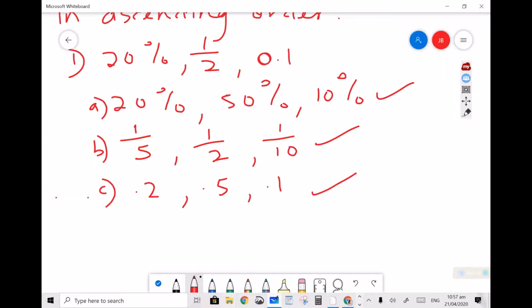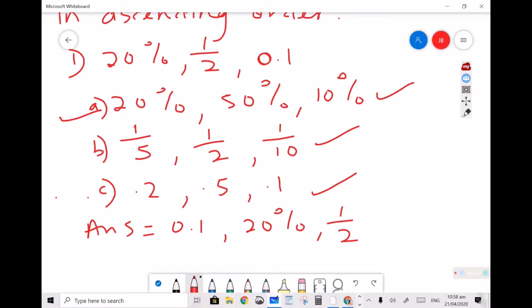So if we look at option A, which we did, and we are going to write our final answer in ascending order, it will be the 10%, the 20%, and then the 50%. So it will be 0.1, then 20%, and then a half. So that will be the final answer. Now you don't have to do all this working. You can prefer a method and you can actually use that method to work out your question.